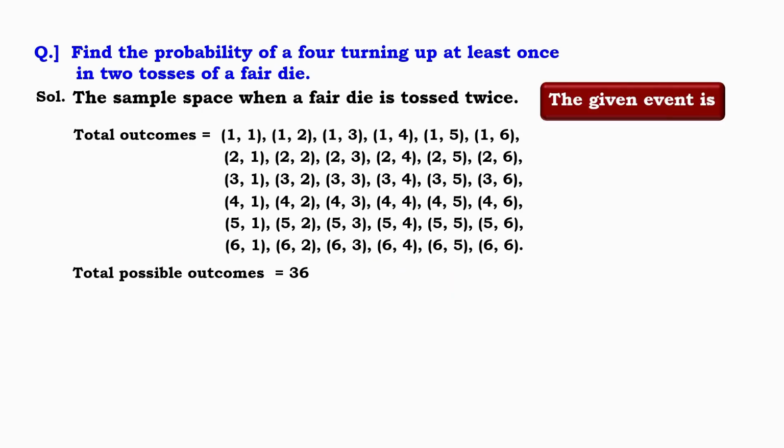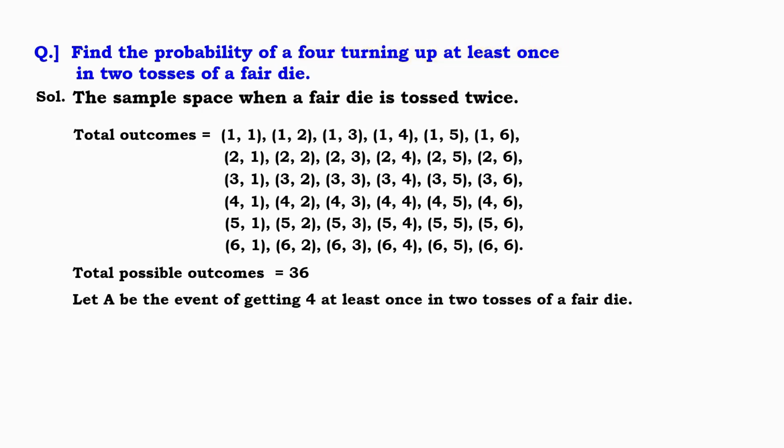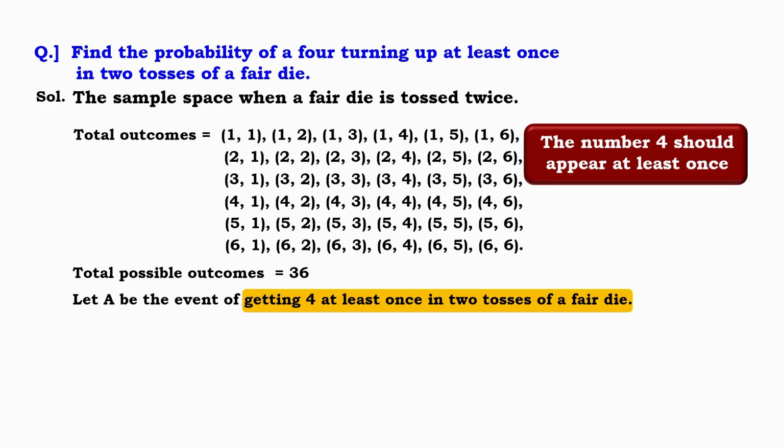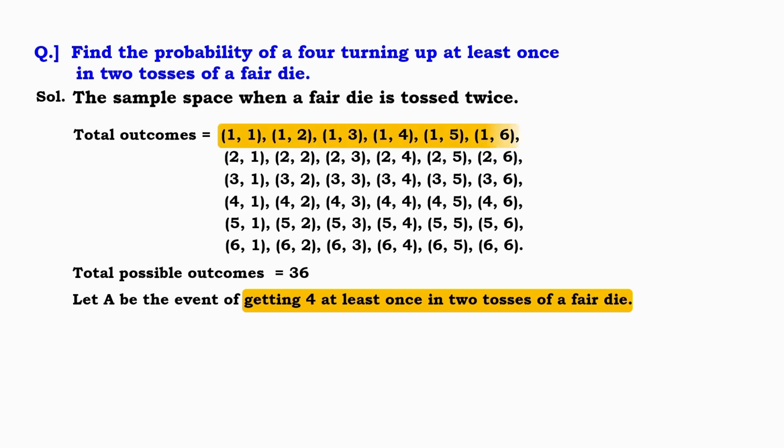Now the given event is 4 turning up at least once. So let A be the event of getting 4 at least once in 2 tosses of a fair die. So the number 4 should appear at least once, either on the first die or on the second die or on both the dice. At least once means it should appear at least once, but it can also appear on both the dice. So let us check where 4 will appear at least once.